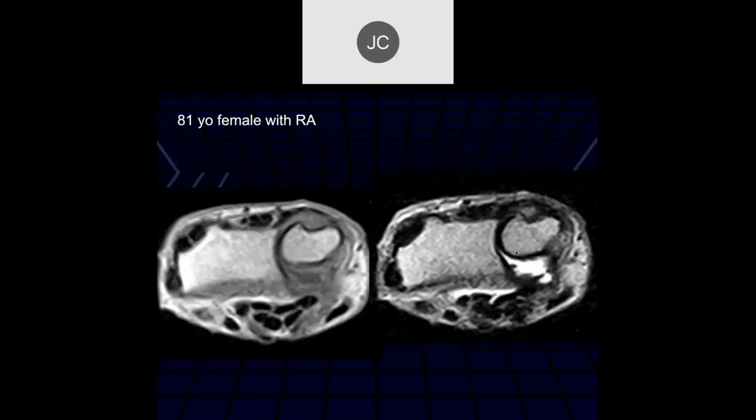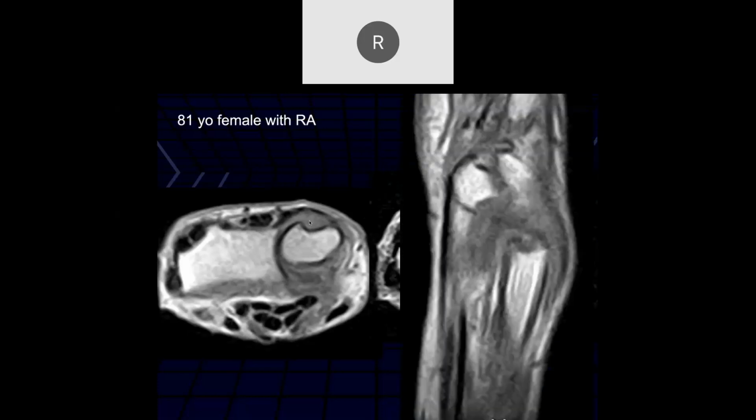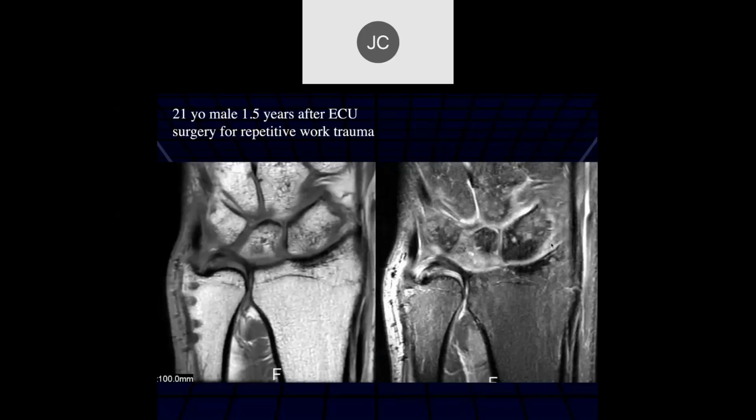Okay, Robert? So we have an 81-year-old female with RA. I see a DRUJ effusion, and I don't see an ECU tendon here, so I'd be concerned it's torn and retracted. Okay, and here we can see that area. Yeah, and that was completely torn and retracted. Good.